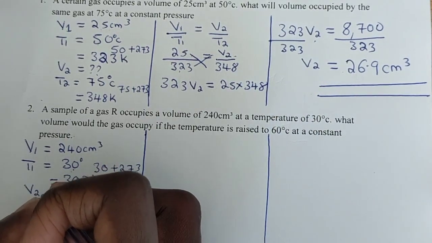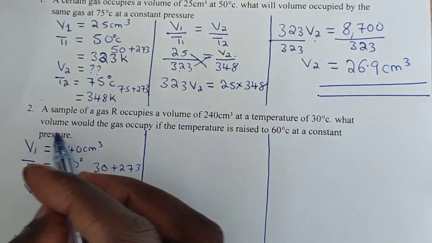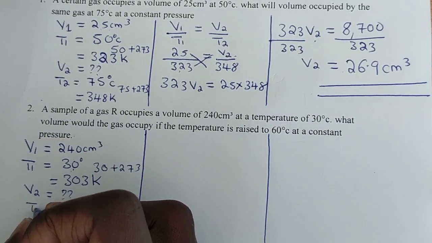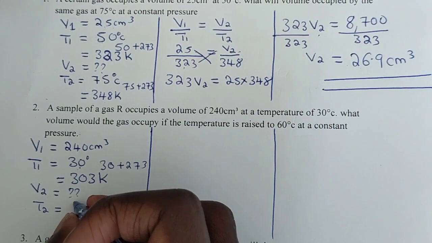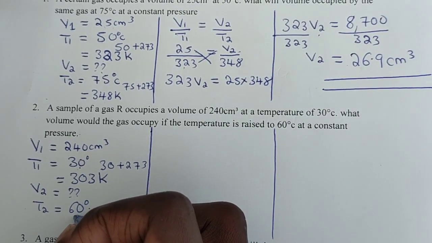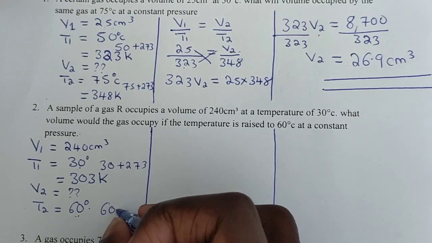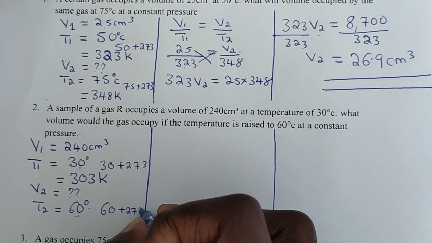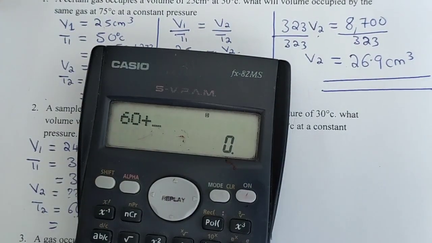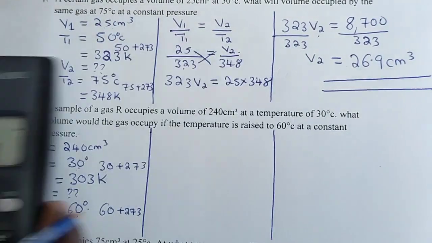Let's go to volume 2. What volume will the gas occupy? That is volume 2. We don't have it. At a temperature of what? That is temperature 2. At a temperature of 60 degrees Celsius. The temperature in Charles law is always expressed in Kelvin. To change from degrees to Kelvin, you add 273. So we add 273: 60 plus 273, which is 333 Kelvin.